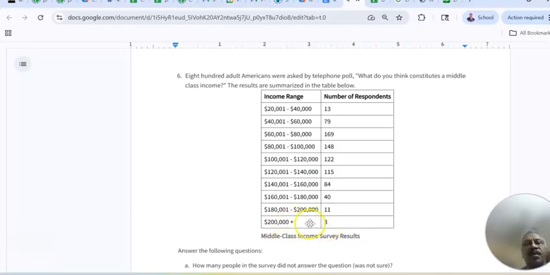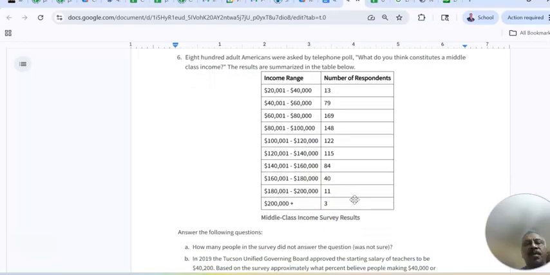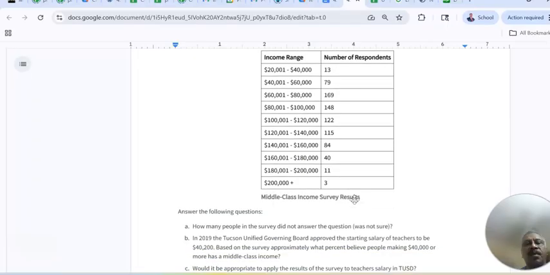And this may be in New York, maybe in LA or Boston or Washington, where 200 is quite a middle income because the rent is so expensive and the standard of living also is. So what we are supposed to do here is answer these questions. So let me complete this.